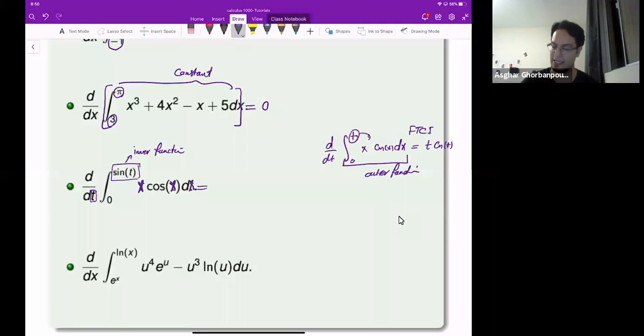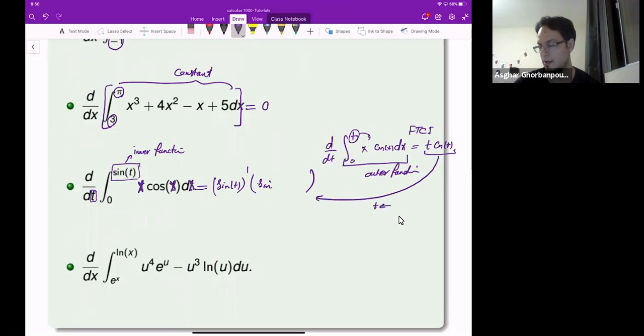So the chain rule says that the derivative of the inner function times the derivative of the outer function, which we already found, but instead of the variable, plug in the inner function. So the inner function is sine t. I'm plugging sine t for t here. So it will be sine t cosine of sine t. The derivative of sine t itself is cosine t, and that is sine t cosine of sine t.